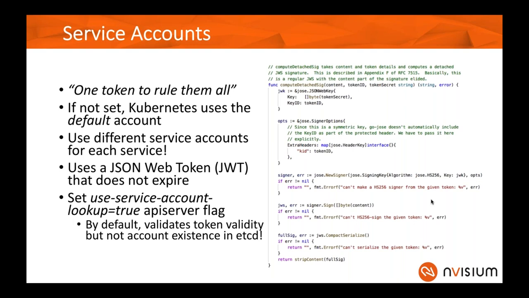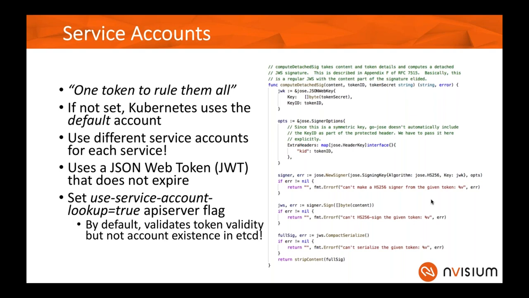Additionally, another thing that we want to do is set use-service-account-lookup equals true on the API server. So what the API server does is check the validity of the token. We're signing the JWT, so it's concerned with making sure that we're giving it a valid JWT, which has claims about who that service account is and what it's entitled to do.